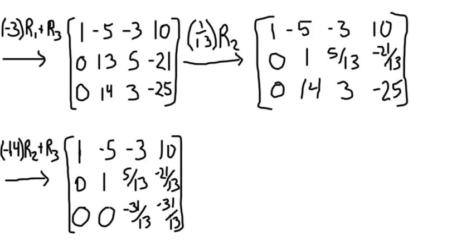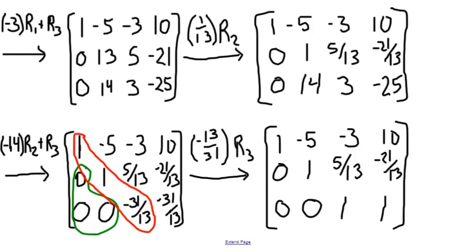If we do that, now we have all of these values equal to 0, and we just need to get one more value equal to 1 in our main diagonal. This last step is probably going to be the easiest of all of them. All we need to do is multiply row 3 by the reciprocal of the leading coefficient of row 3, negative 31 over 13. We're going to multiply that by the reciprocal, which is negative 13 over 31.